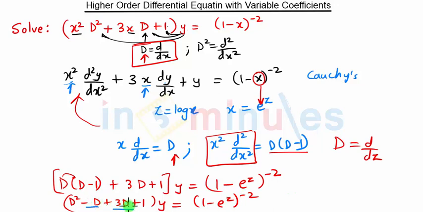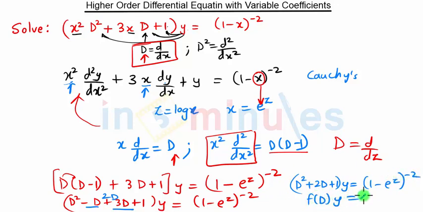This minus D and plus 3D will become 2D. So our equation will be (D square plus 2D plus 1) into y equal to (1 minus e raised to z) the whole raised to minus 2. So this equation is of the form f of D into y equal to Z. So this equation is nothing but higher order differential equation with constant coefficients.